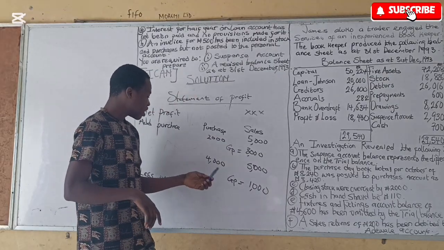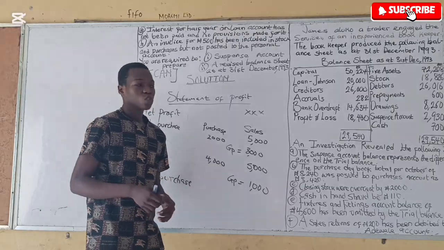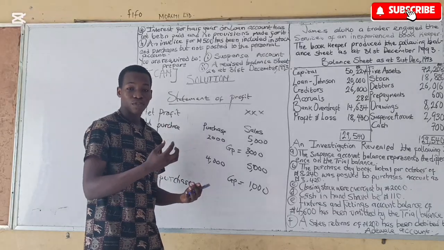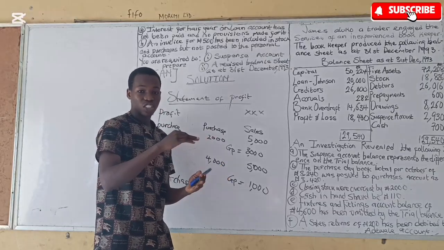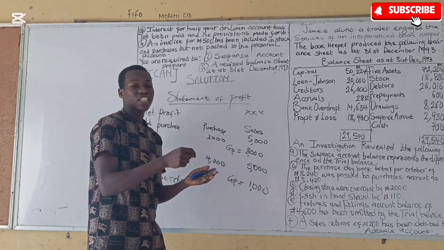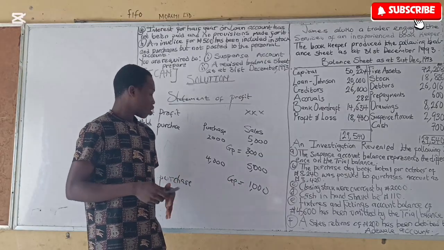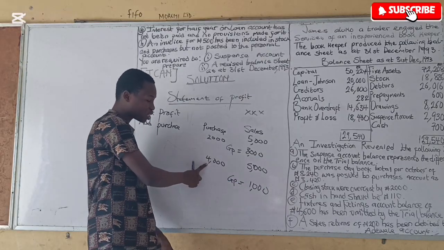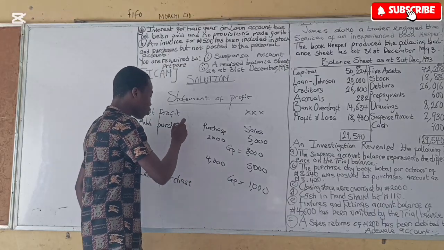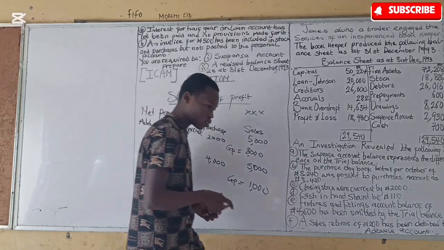So when the purchase is overcast, this 4,000, what happens to our net profit? It reduces. So anything that reduces your net profit, you will need to add that thing back to it. But anything that overstates your net profit, you need to subtract from it. For overcast of the purchase, it decreases your net profit, so you need to add it to it. Therefore, purchase overcast will be added.